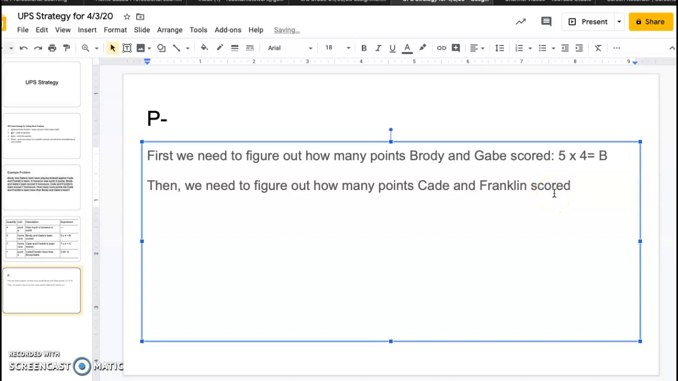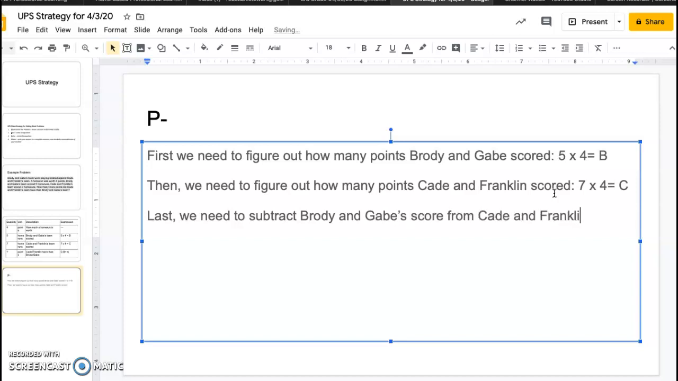Then we need to figure out how many points Cade and Franklin scored, which is 7 times 4 equals C. Last, we need to subtract Brody and Gabe's score from Cade and Franklin's. Y'all, I'm struggling.